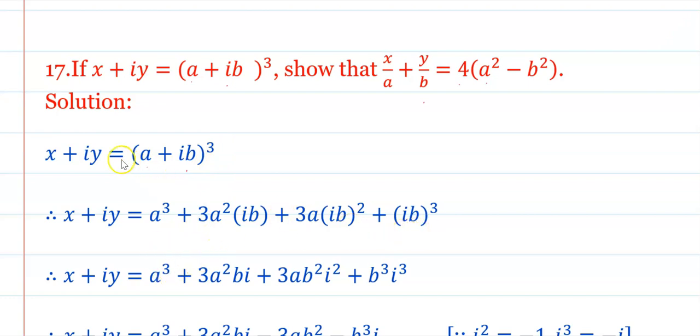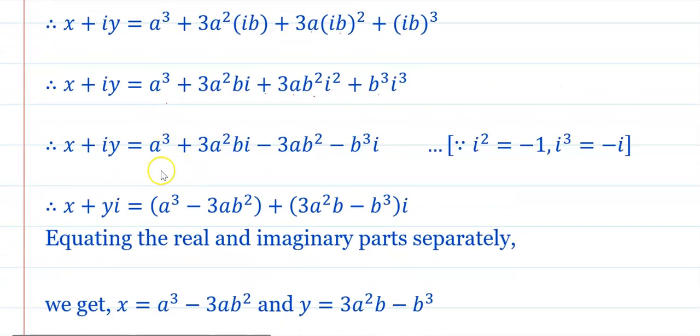Now expand this. (a plus ib) whole cube means what? a cube plus 3a square into ib plus 3a into (ib) square plus (ib) cube. Okay, this is a cube, 3a square bi plus 3ab square i square plus b cube i cube. Substitute the values. This is the a cube, 3a square bi. i square means what? Minus 1. Minus 3ab square. i cube means what? Minus i. That is minus b cube i.